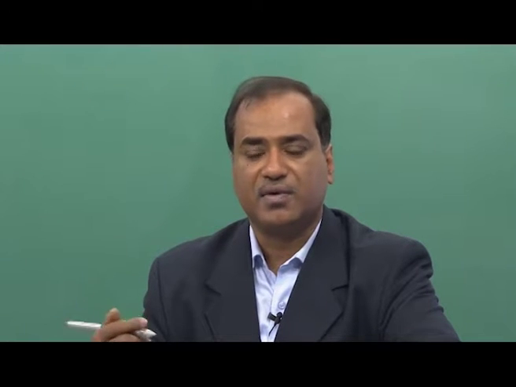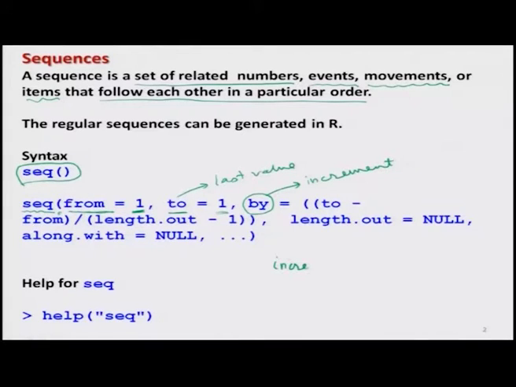For example, if I want to have a sequence from 1 to 3, that means there are 3 units. So, I am starting from 1 ending at 3 and the length of the sequence is 3 units. So, that will be 3 minus 1 divided by the length of the vector, right. This increment is computed by the last value 2 minus from, divided by the length of the vector minus 1, and this is how R is computing it.